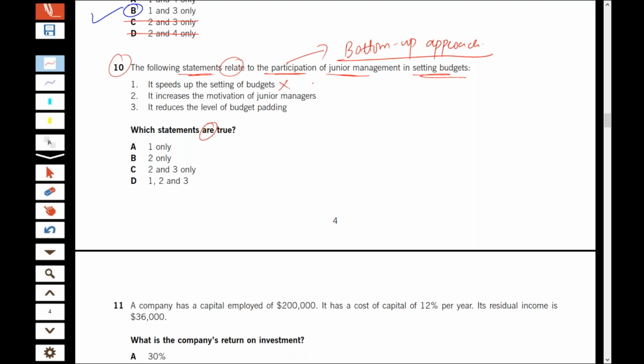No, because when many juniors are involved in participation, then it will take time. Obviously, it will take time when many people are there to present their ideas and discussion and all that stuff. It will take much time, and the statement written is wrong.